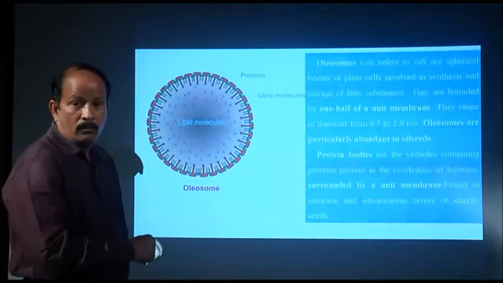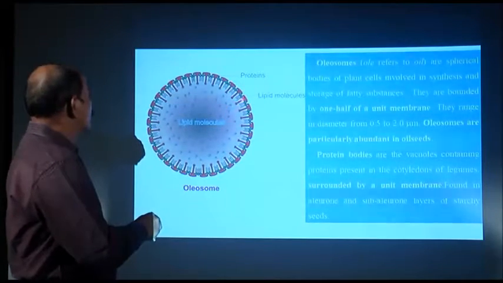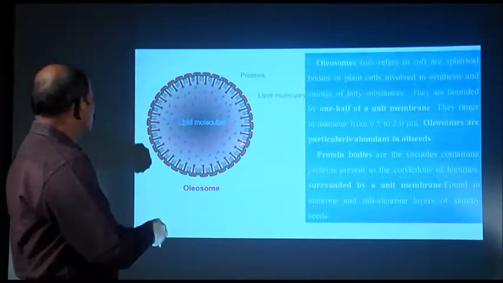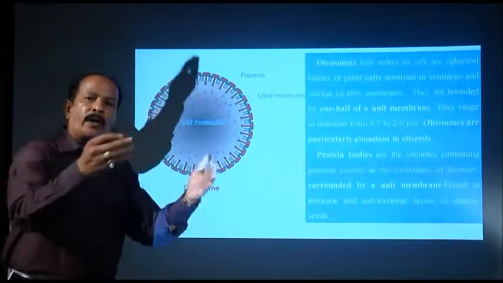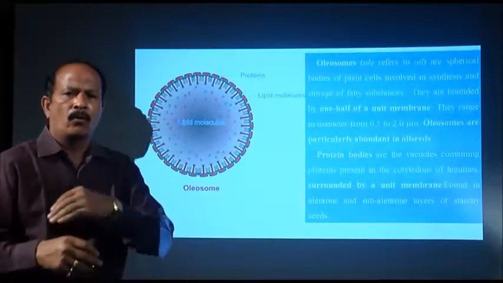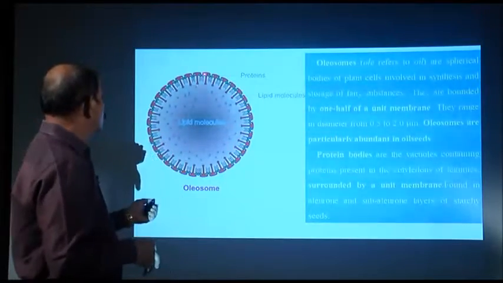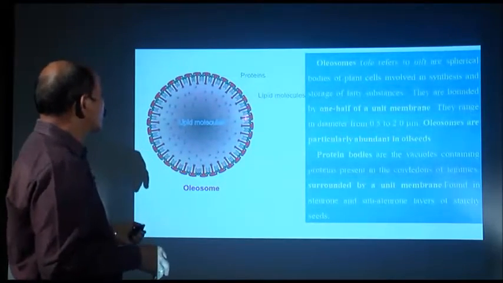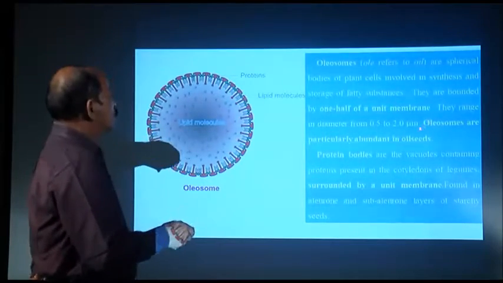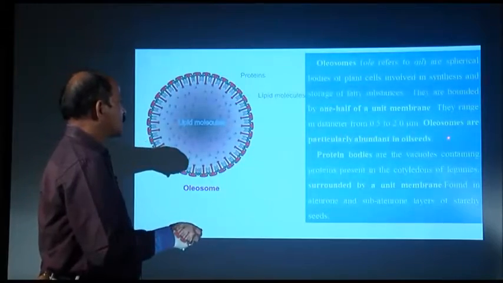whereas vacuole and others are surrounded by a complete unit membrane comprising two layers. Here only half a layer is present. You can compare this to the structure of the plasma membrane, which is a bilayer. All other membranes are bilayers, but this oleosome is surrounded by half a unit membrane and it stores lipids and is found in the oil storage organs of the plants, especially the oil seeds.